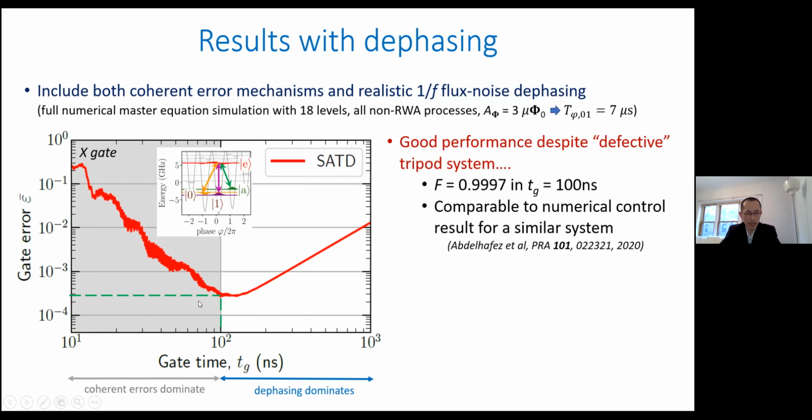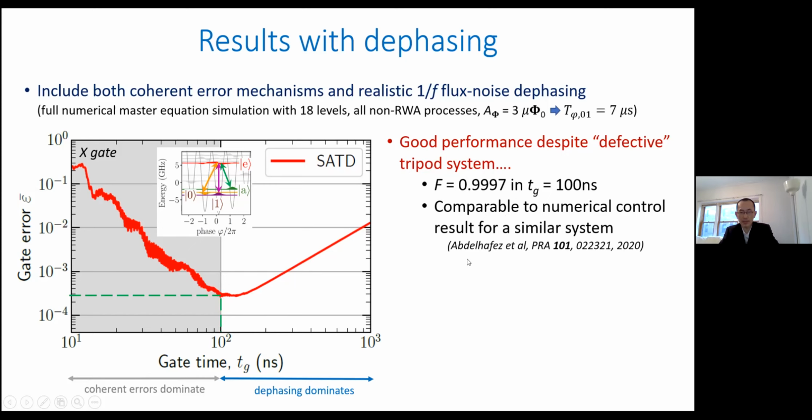So as you can see here, in the short gate time limit, the error is limited by the coherent errors. And in the long gate time limit, we are limited by the dephasing. But there exists a sweet spot around 100 nanoseconds where we can still have a decent performance. The fidelity here about 3 nines. So one thing that I'd like to emphasize here is that despite our tripod here is far from being ideal, we can still have very good gate performance. And we can make a comparison of this gate to gate which is done on similar system.